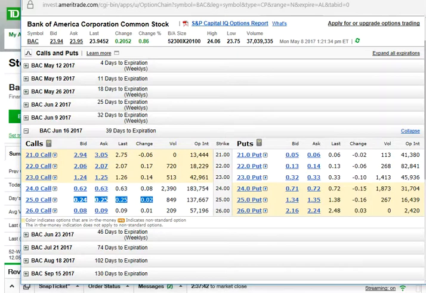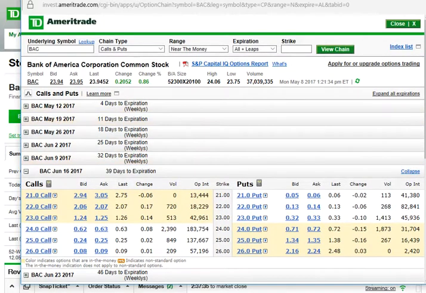All those options are shaded in white, and the reason is because the options below, Bank of America is trading at $23.94.